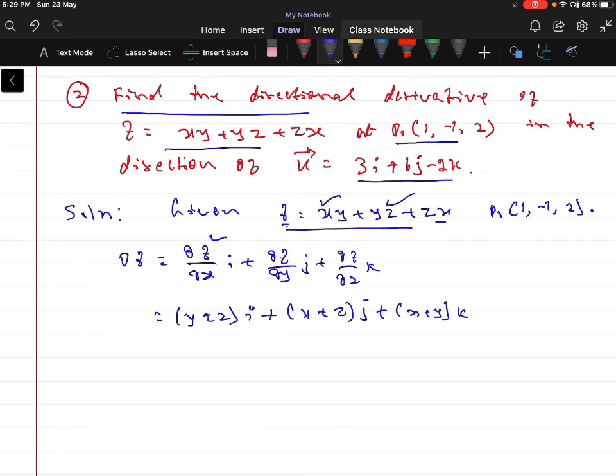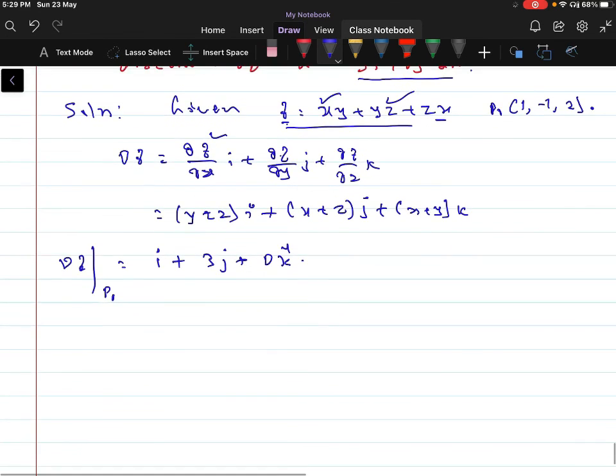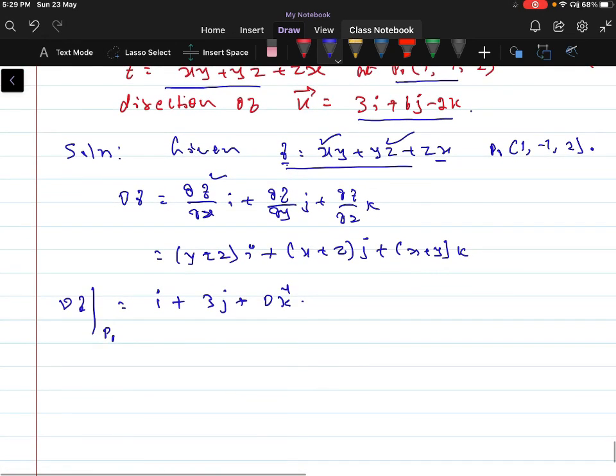Let us find out gradient of f at the point p naught, where p naught is equal to 1, minus 1, 2, where y is minus 1 and z is 2, that is 1 i cap. So x plus z, where x is 1 and z is 2, that is 3 into j cap, plus where x is 1 and y is minus 1, that is 0 into k cap. So now let us find out the unit vector u.